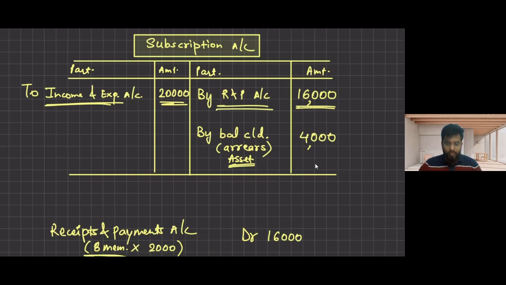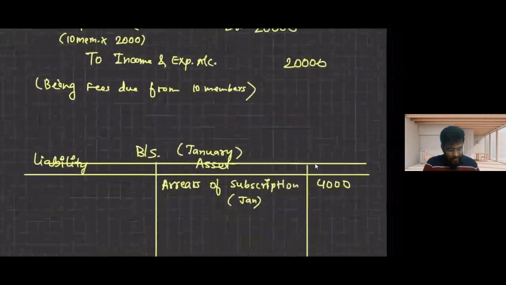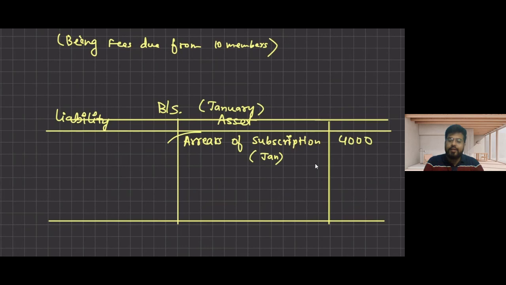So I've received the 16,000 rupees. Okay. So now, sir, what is the balancing figure? Sir, the balancing figure is 4,000. The two member fees which I have not received yet. Sir, will this be received in future? The answer is yes. If they are using the gym, they have to pay me later on. So the balance will be carried down of 4,000 and this will be shown in the asset side of the balance sheet, that is arrears of subscription from the month of January, that is rupees 4,000.